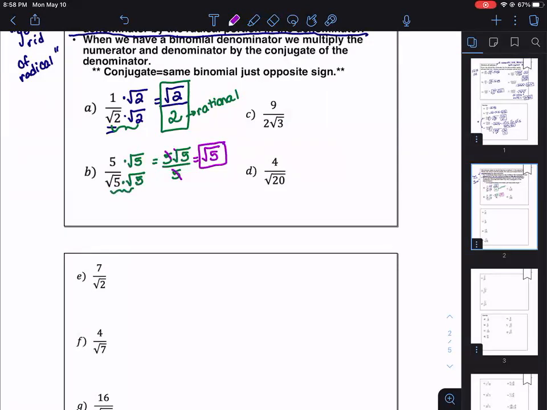Now for letter C, this is where it gets interesting. You are not going to multiply by 2 radical 3. You are just going to multiply by the radical portion, which is radical 3. We're going to get 9 radical 3 over 2 times radical 3 times radical 3, which is 3. Two radicals that are the same. I get 9 radical 3 over 6. Again, the 9 and the 6 have 3 in common. So I get 3 radical 3 over 2. And yes, you must reduce when possible.